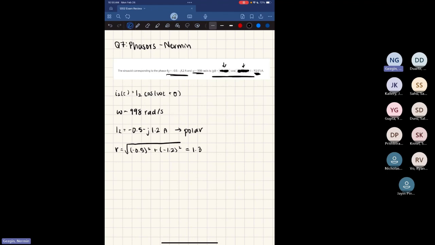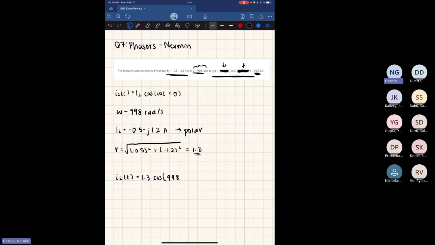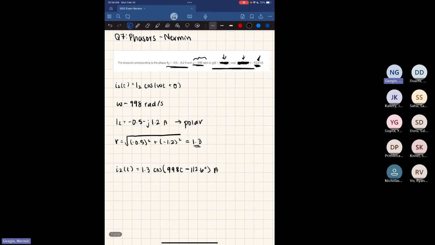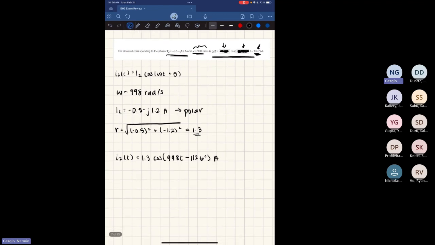It's very easy. And then if you were to just rewrite it, you would do I2 of t is equal to this value right here, 1.3, cosine. We use the given value here, which is 998, and this is multiplied by t, and then we subtract 112.6 degrees, which is already given in the question here. And this is what this phasor is equal to in the sinusoid function.